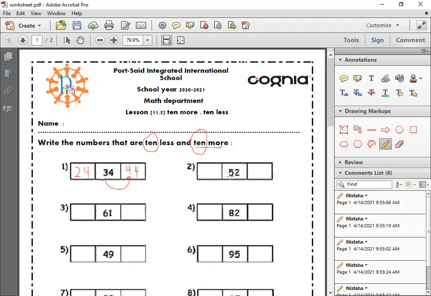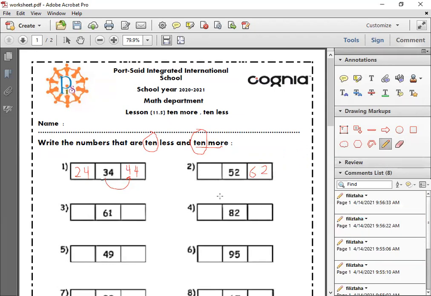Okay, let's try 52. I want the number that is 10 more than 52. The ones will be the same, okay? 10 more means the ones will be the same. I will not change the ones. The tens: 10 more means the number that comes after 50, which is 60. Okay, I'm not going to write only 6 without the 0. This is wrong. I'm going to write 60. Don't write 6 with no 0. Don't write the number like this. This is wrong, okay?